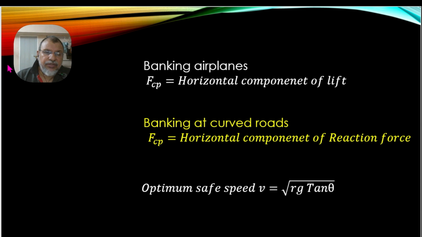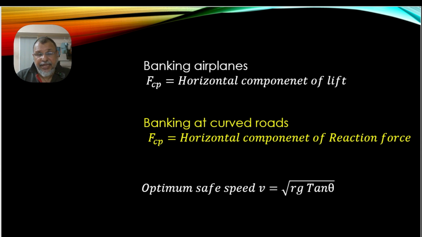Now, here we have taken two examples. One is the banking of an airplane. Suppose an airplane wants to take a turn, it has to tilt its wings. And when it tilts its wings, the horizontal component of the lift will provide the centripetal force. And of course, the vertical component of the lift will support the weight of the plane.